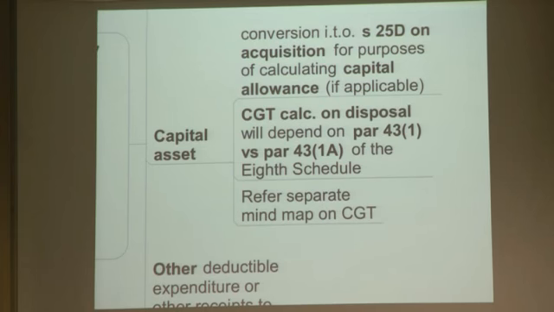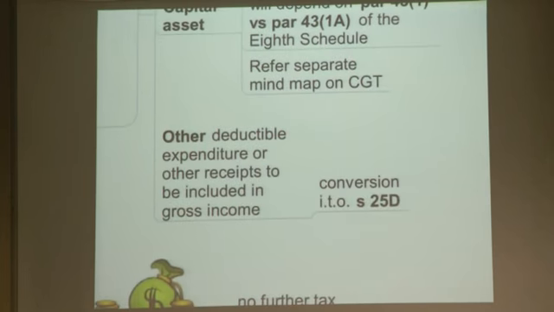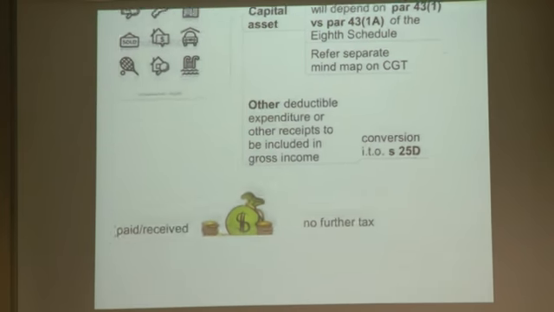And then I put on the mind map here, my whole calculation will depend if I'm in 43.1 or 43.1 capital A of the 8th schedule. And I will get to that in the next mind map. But that is my CGT calculation. Don't confuse that with my Section 25D conversion for capital allowances. Okay, so far? Okay. Any other deductible expenditure or receipts? Just normal rule. 25D, convert it and put it into your calculation.